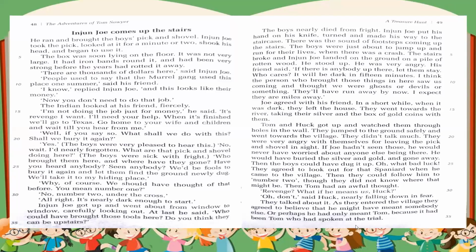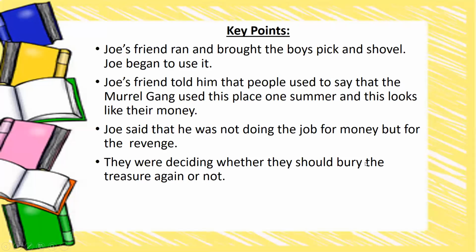They talked about it as they entered the village. They agreed to believe that he might have meant somebody else. Or perhaps he had only meant Tom because it had been Tom who had spoken at the time. First, they made themselves relax by thinking that no, Injun Joe didn't mean them by saying revenge, and then later they thought he might have meant Tom because it was Tom who had spoken the truth at the trial. Okay. So this is all about our last chapter.